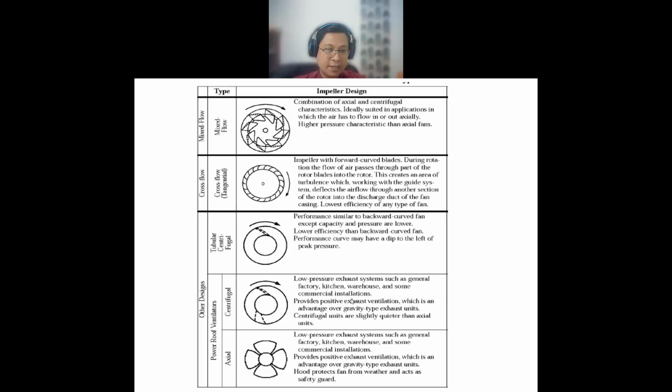Other than that, we can also have the centrifugal and the axial. Low pressure exhaust systems such as general factory, kitchen, warehouse, and some commercial installations. So we can use this type. It provides positive exhaust ventilation, which is an advantage over a gravity type exhaust unit. Centrifugal units are slightly quieter than the axial unit. So that one we can implement.